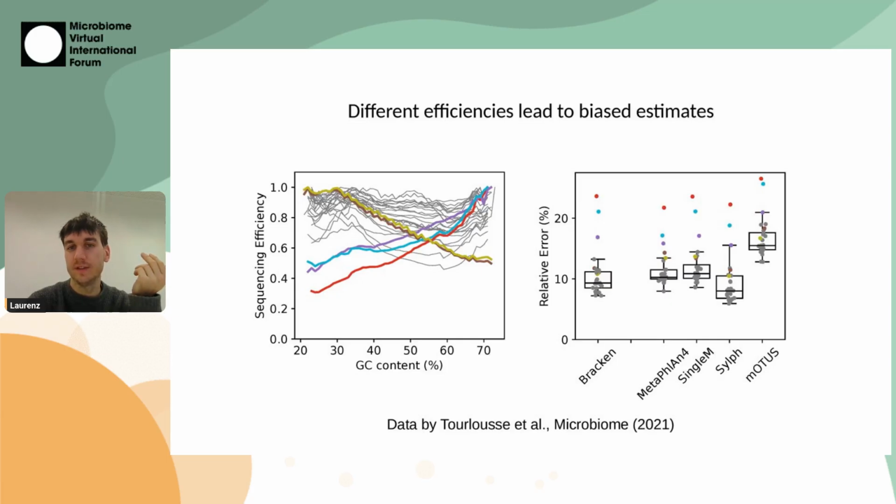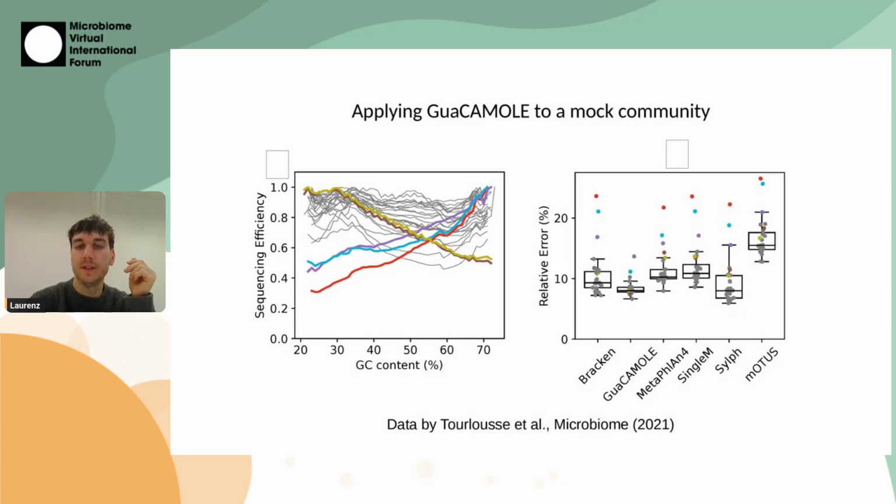So the colors in the two plots are the same. Now, if we use GuaCAMOLE to estimate the abundances, you can see that it's way better, more stable across the different library preparation protocols, and especially for those where a lot of PCR cycles were used, where the bias was usually the strongest, you see the most significant decrease in abundance estimation error.